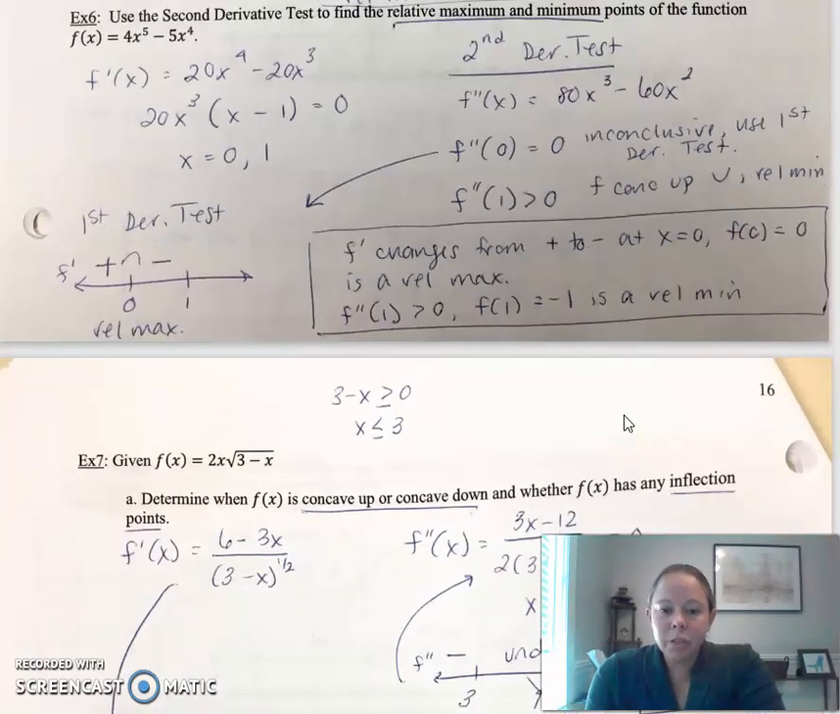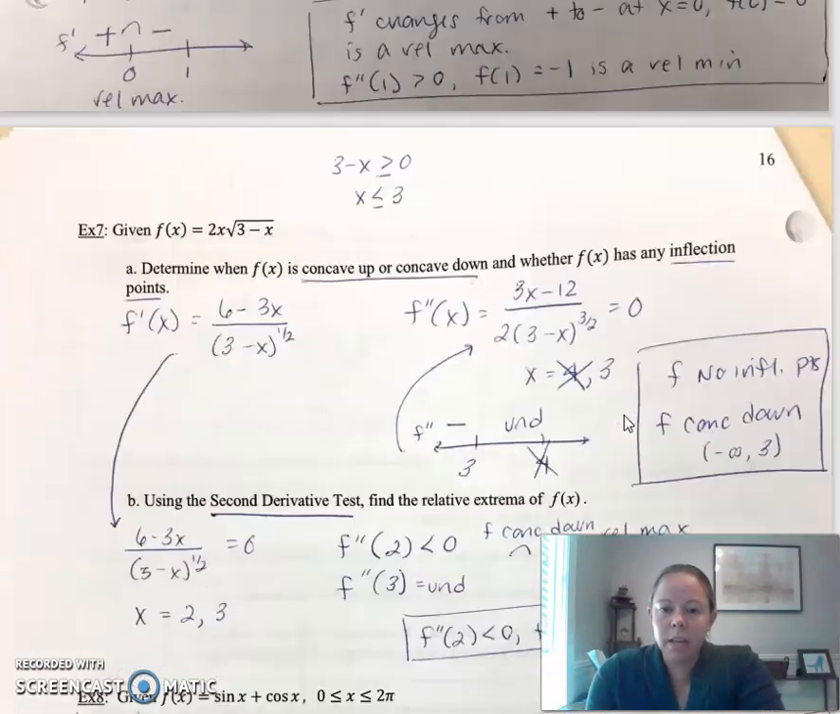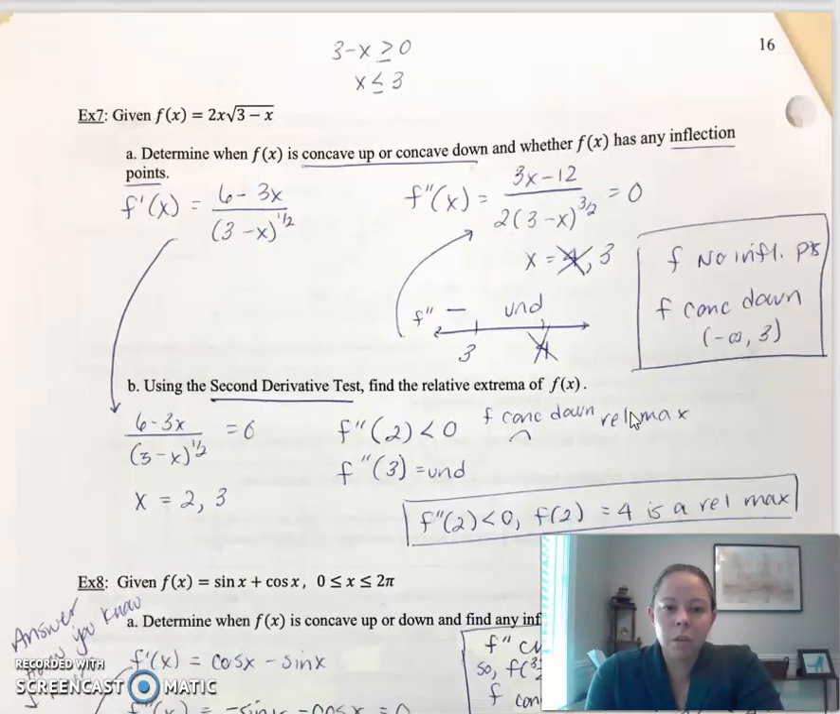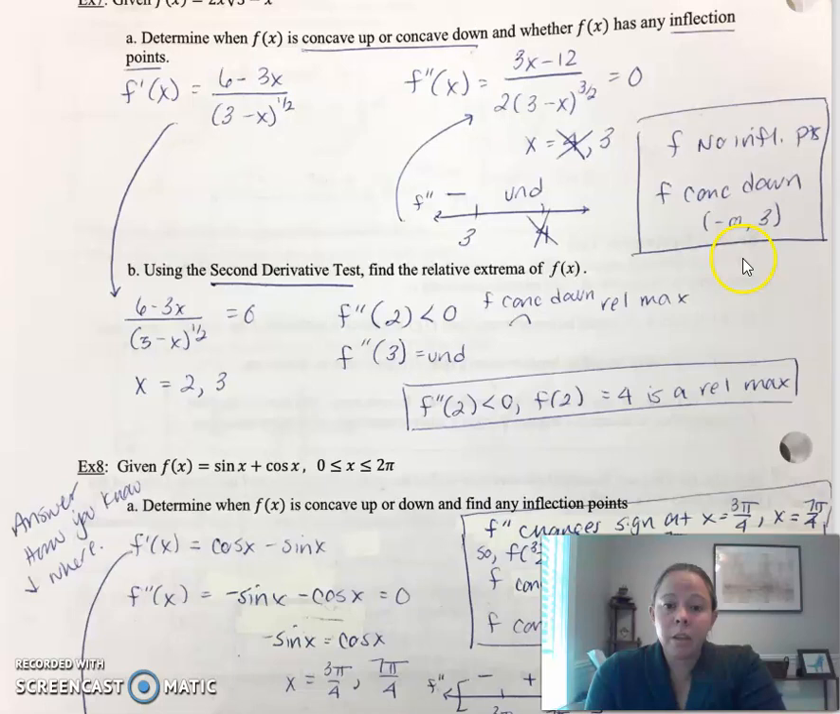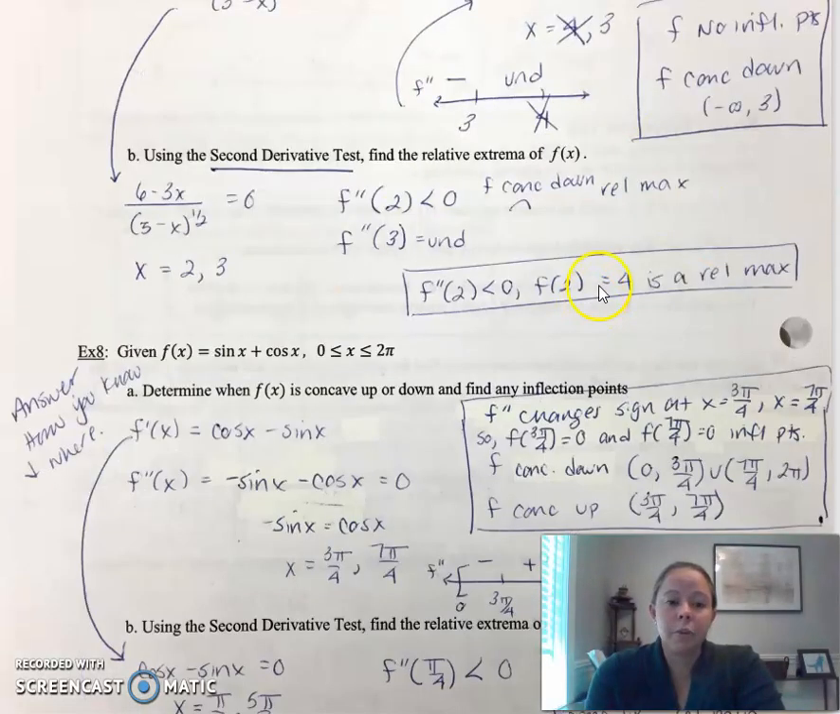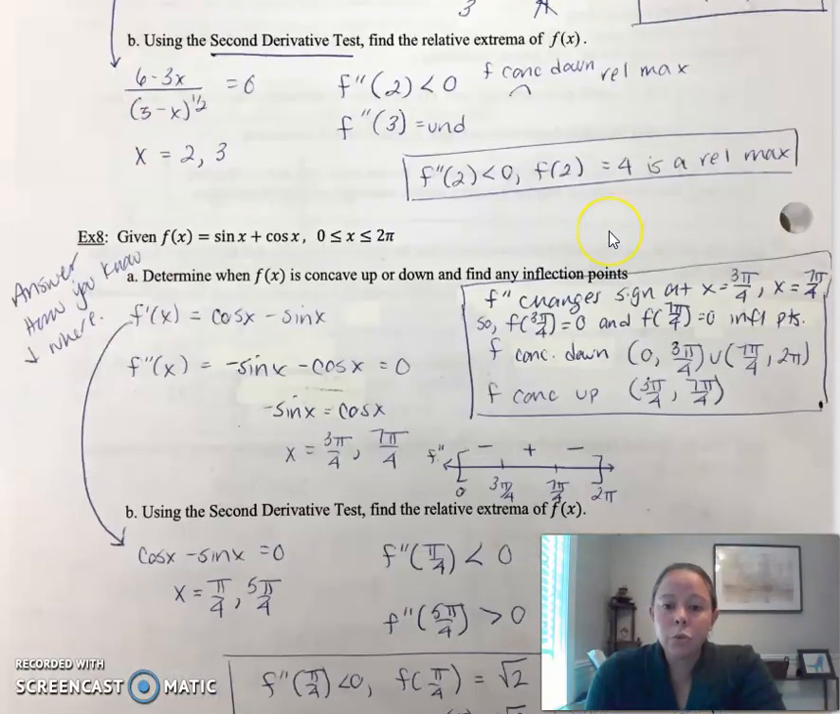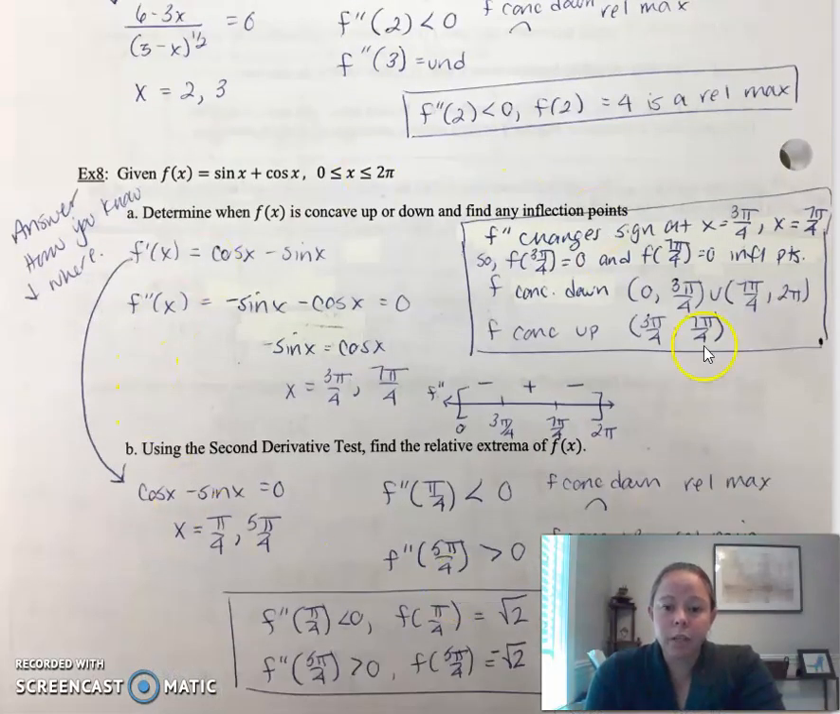Okay, now this last page just has some additional examples with slightly interesting problems because you've got some issues with, remember when you pull critical numbers out of the denominator, you have to be a little bit more careful. And here we ended up throwing something out because it wasn't even in the domain of the function. But it says you do your concave up, concave down, and inflection points, and then here's the second derivative test for your relative extrema. So these are two really good examples, and here's a trig example.